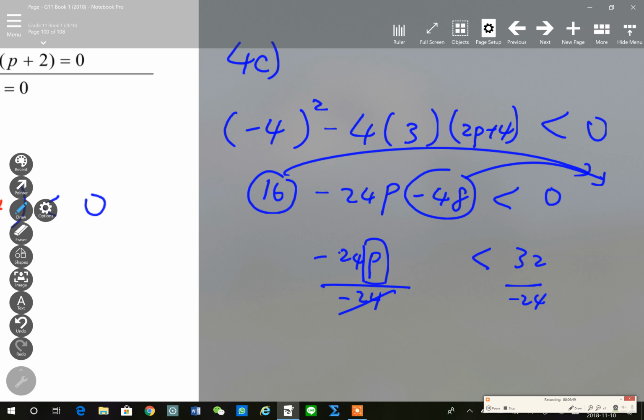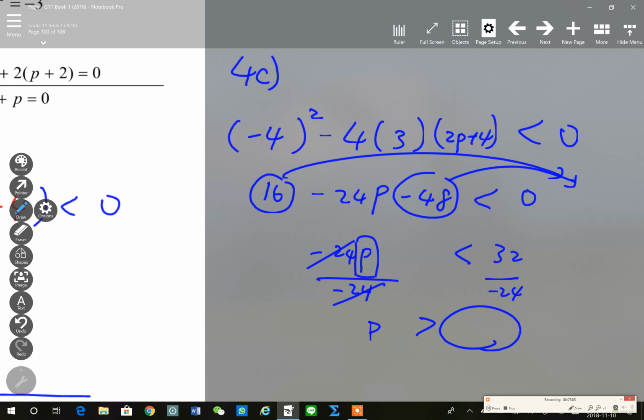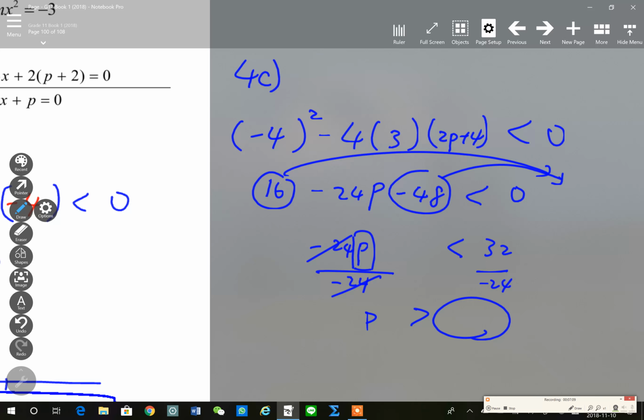So these two will cancel out. And when you divide by a negative, you need to flip. Okay? Flip the inequality. So P will become greater than something. Understand? Okay? It's the same as solving an equation. Just watch out for flipping.